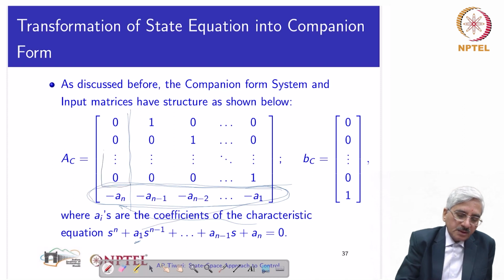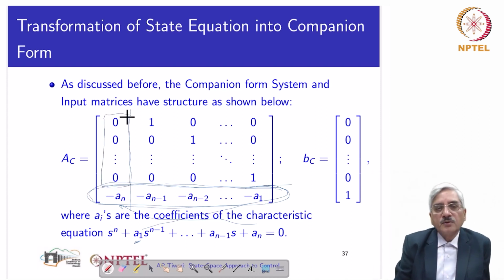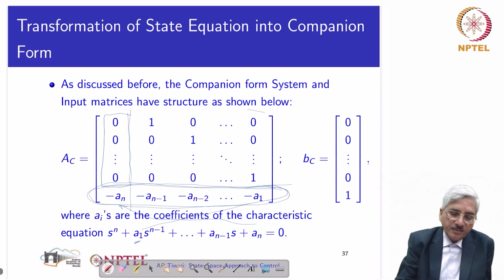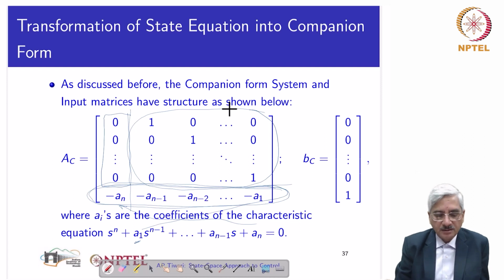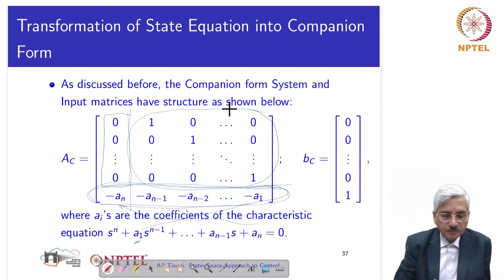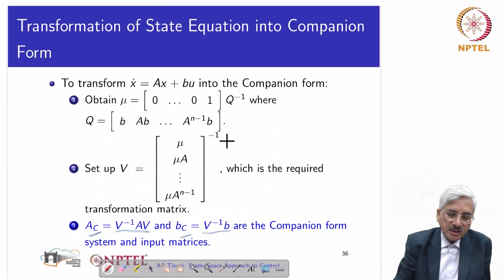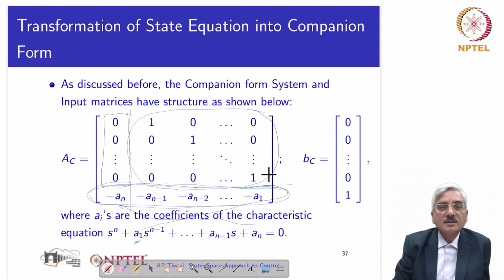This column up to this one is zero vector, and the remaining part is n minus 1 by n minus 1 identity matrix. This is the structure of companion form matrix. So by transformation, using the transformation matrix which we have obtained here, we will get this kind of representation. And of course BC will also come in this form, where the last entry will be A1 and the remaining entries will be zeros.